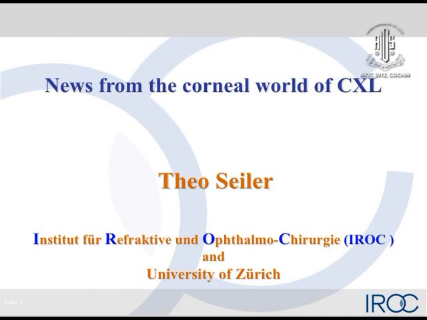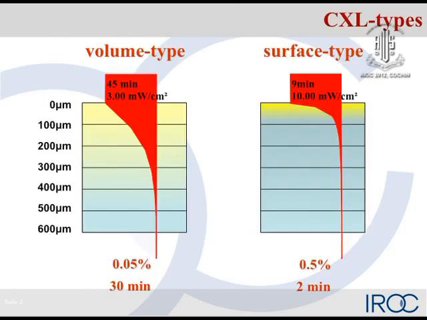Now, the first hint is, remember that we started with this standard volume type cross-linking that we added 0.1% or 0.05% riboflavin for 30 minutes and then embedded it, the cornea made it totally yellow, and then added the ultraviolet. Now, this is past. We do have also a surface type of cross-linking.